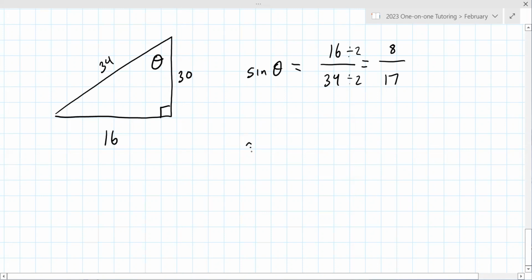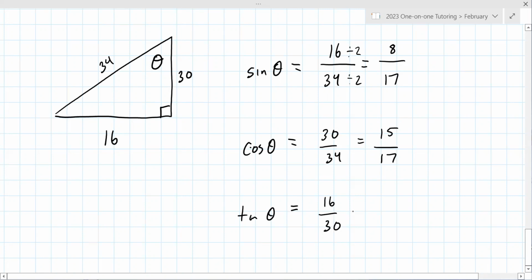All right, what is the adjacent over hypotenuse, which is 30/34. Is that your final answer? No, no. 15/17. Good. And how about tangent of theta? Opposite over adjacent, which is going to be 16/30. Yes. All right, very good.